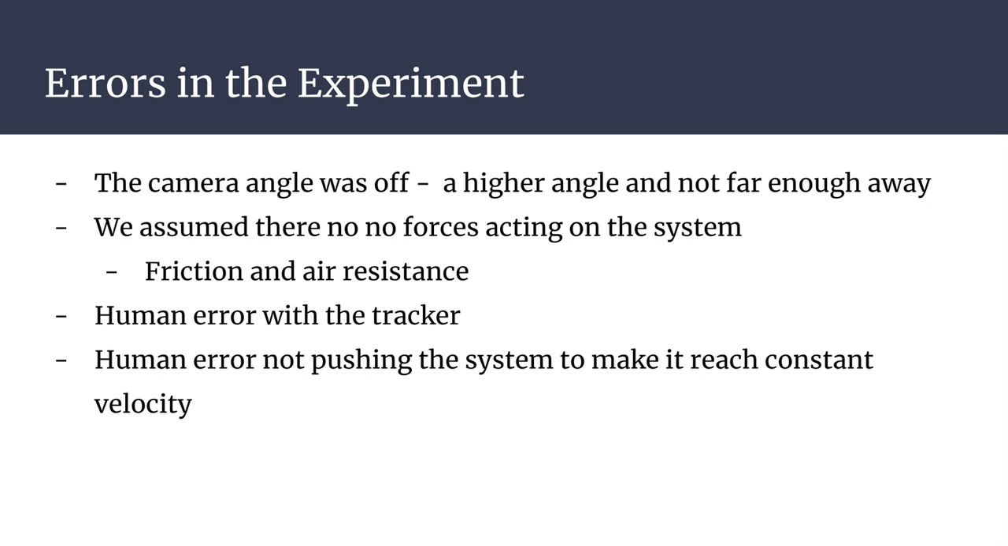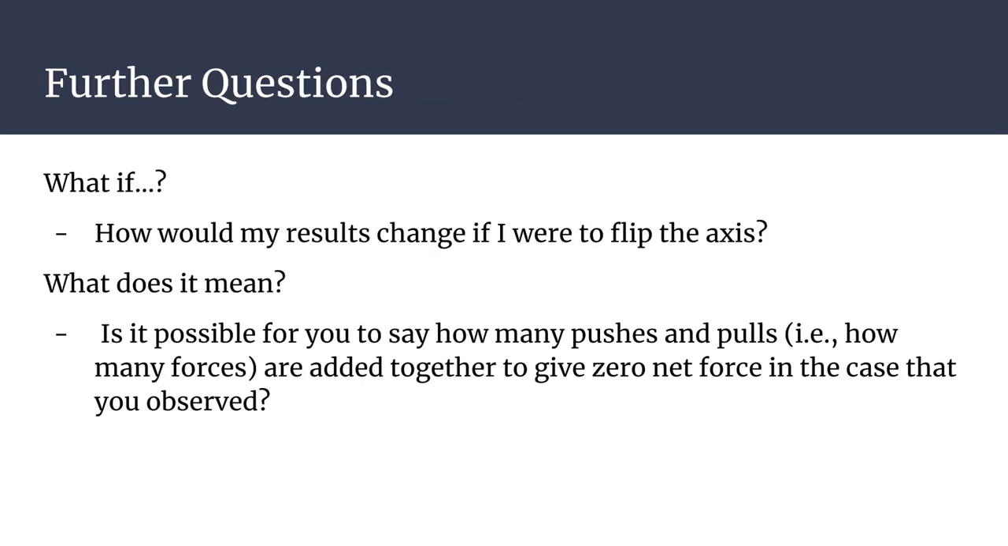Here are some possible errors in the experiment. One was that the camera angle was off. It was filmed from a higher angle and not far enough away for the soda can to be perfectly aligned with the camera. Another one is that we assumed there were no forces acting on the system, for example, friction and air resistance. And then also just human error with using the tracker modeling and not pushing the system at a constant velocity. And finally, the discussion questions.